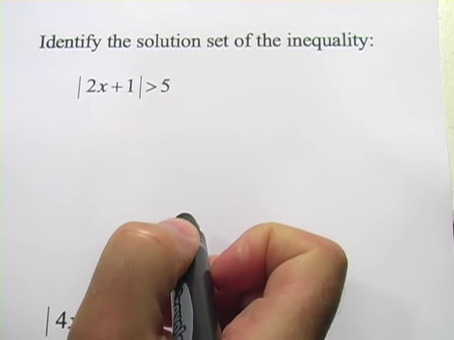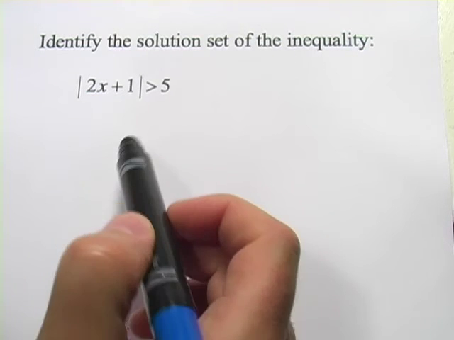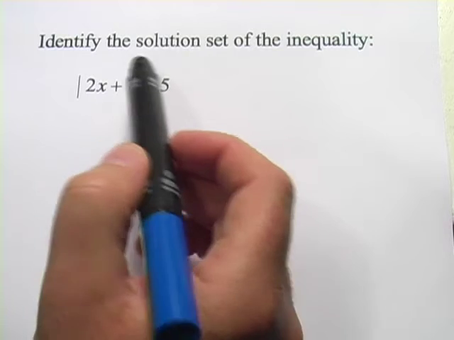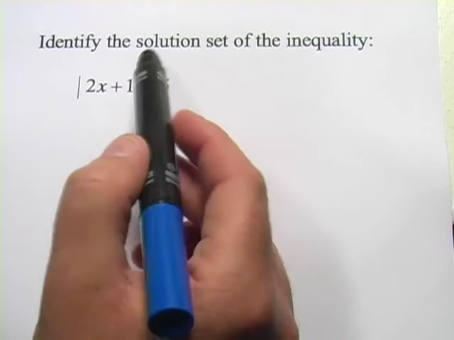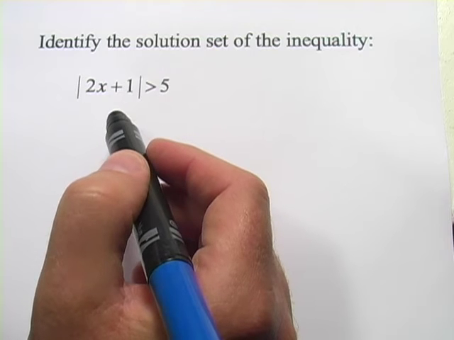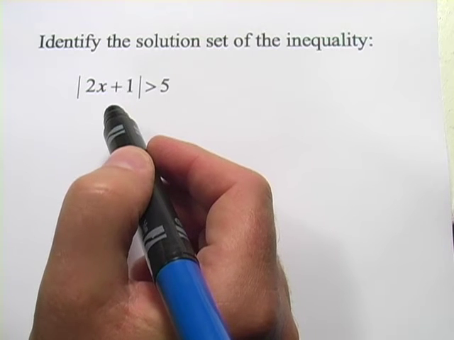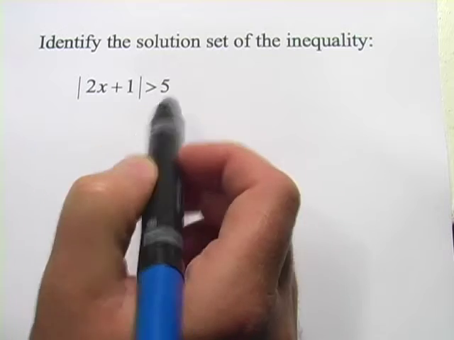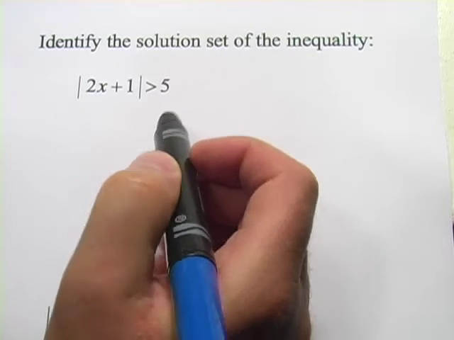In these problems, we're working with absolute value and inequalities. And they're asking us here to identify the solution set. When you find a solution here, it's usually either a compound inequality, or maybe it's something you would graph on a number line. Let me show you the technique we're going to use here.